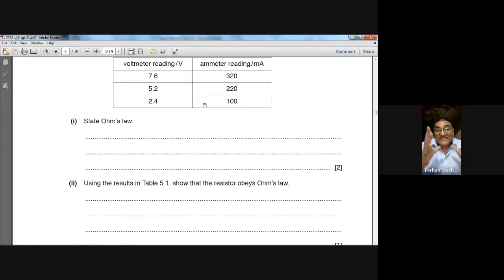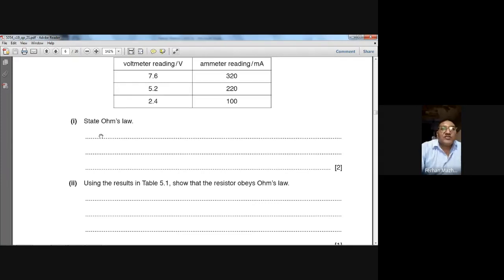If R1, R2, R3 values are approximately the same, this means that the voltage is changing and the current is changing, but the resistance value is constant. In other words, technically, the ratio of the voltage and the current is constant. What is resistance? It is the ratio of the voltage and the current, V divided by I. If that value is constant, it means it's obeying Ohm's law. Either you say the ratio of voltage to current is constant, or you say resistance is constant.